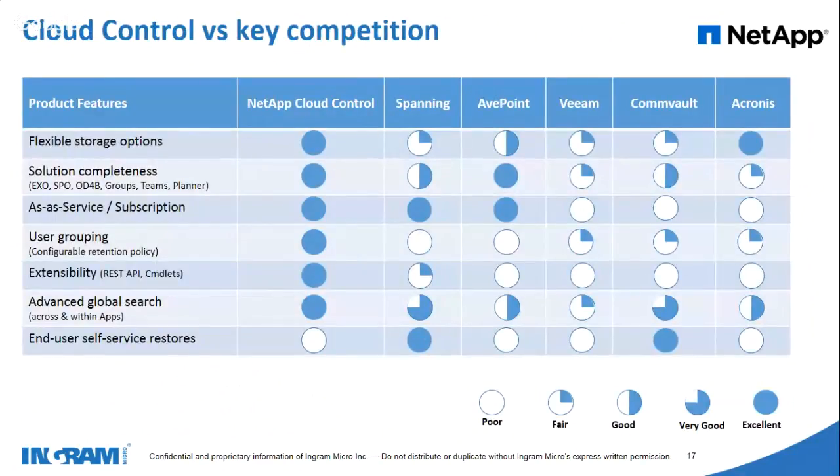A quick comparison of Cloud Control with other solutions that are available in the market. As you can see, Cloud Control has pretty much all the required features that an enterprise organization requires. It is a software as a service subscription model. You can only pay for what you're using. You have user grouping. You even have advanced search functionalities within the product, which allows you to search across all the backups that it has taken and perform a restore operation. So a really good solution when you compare it with its key competition in the market.